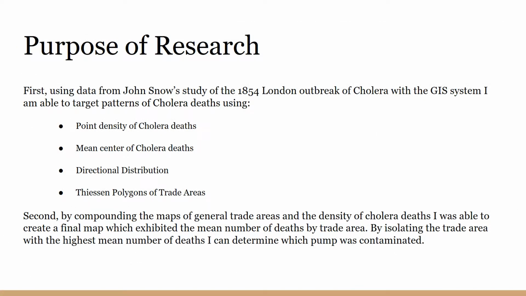The purpose of this research is similar to the work of Snow himself. Using data from the 1854 outbreak in Soho, London, I was able to target patterns of cholera deaths, including the point density of cholera deaths, mean center of cholera deaths, directional distribution, and the Thiessen polygons of trade areas. By combining these features, I was able to create new maps which exhibited the mean number of deaths by trade area, providing more information as to how the disease was transmitted.